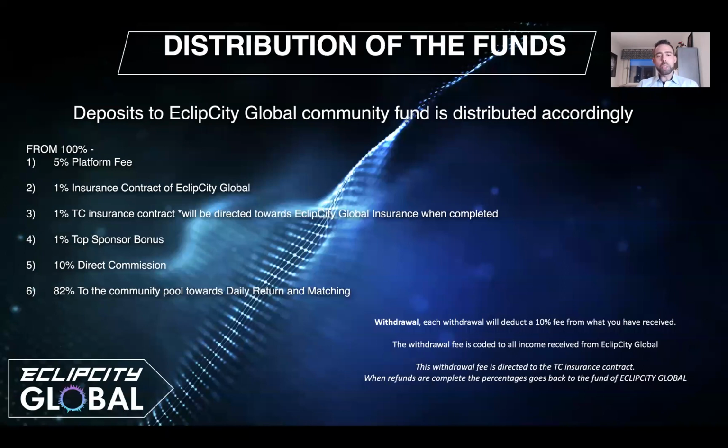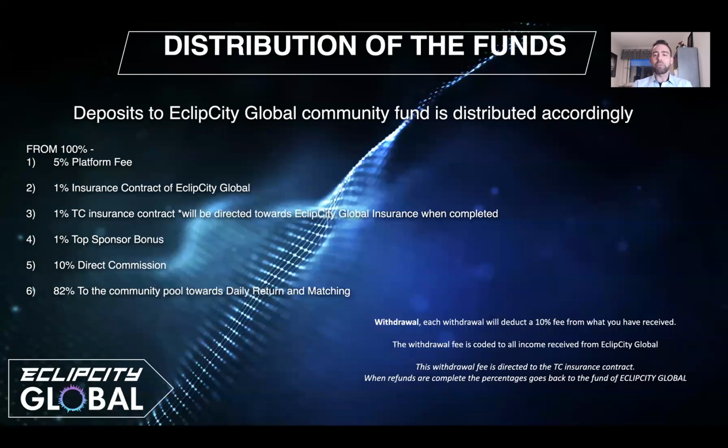Now, when it comes to withdrawal, because we're all receiving 310%. When you are withdrawing your income, whether that is the 1% direct income matching bonus or top sponsor bonus, there will be a deduction of a 10% fee. Now, that is not a fee, that is a give back. You do a give back to the community. The withdrawal fee is coded to all income received from EclipCity Global.